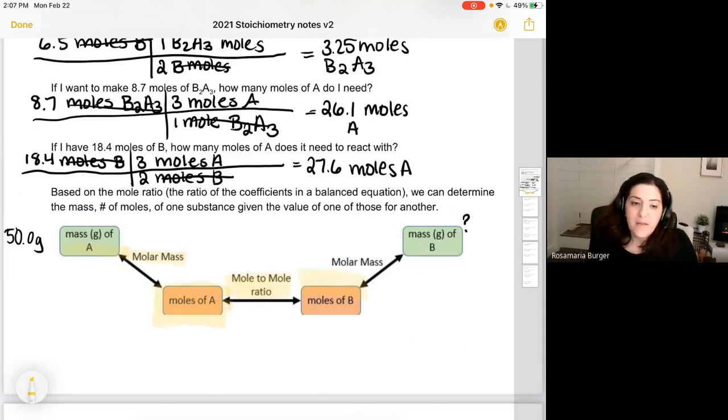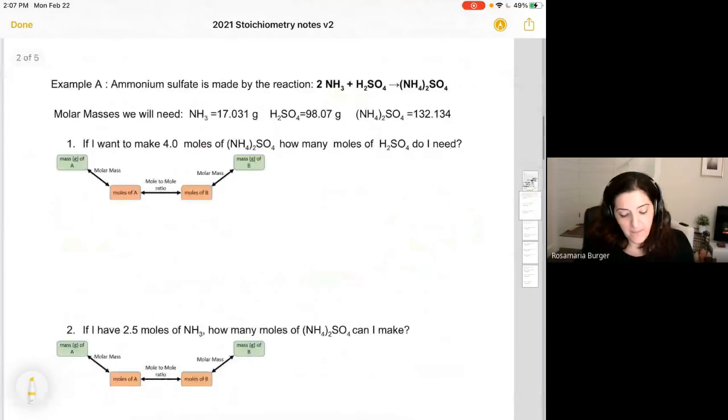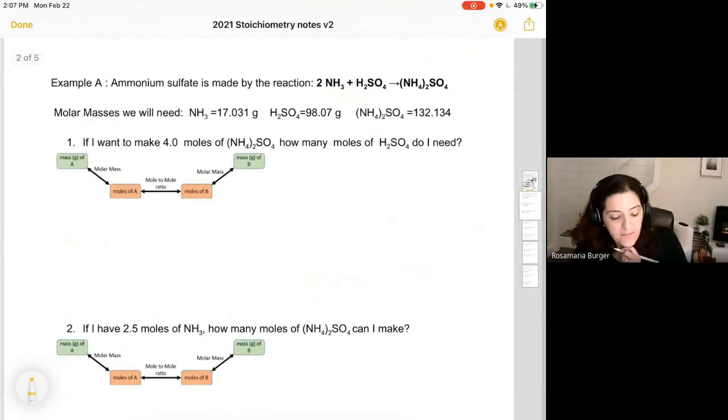Now that I know how many moles of substance B I have, I can use its molar mass to get me to mass of substance B. Okay, so we're going to try some of these with some examples. Example 1, example A, I guess.